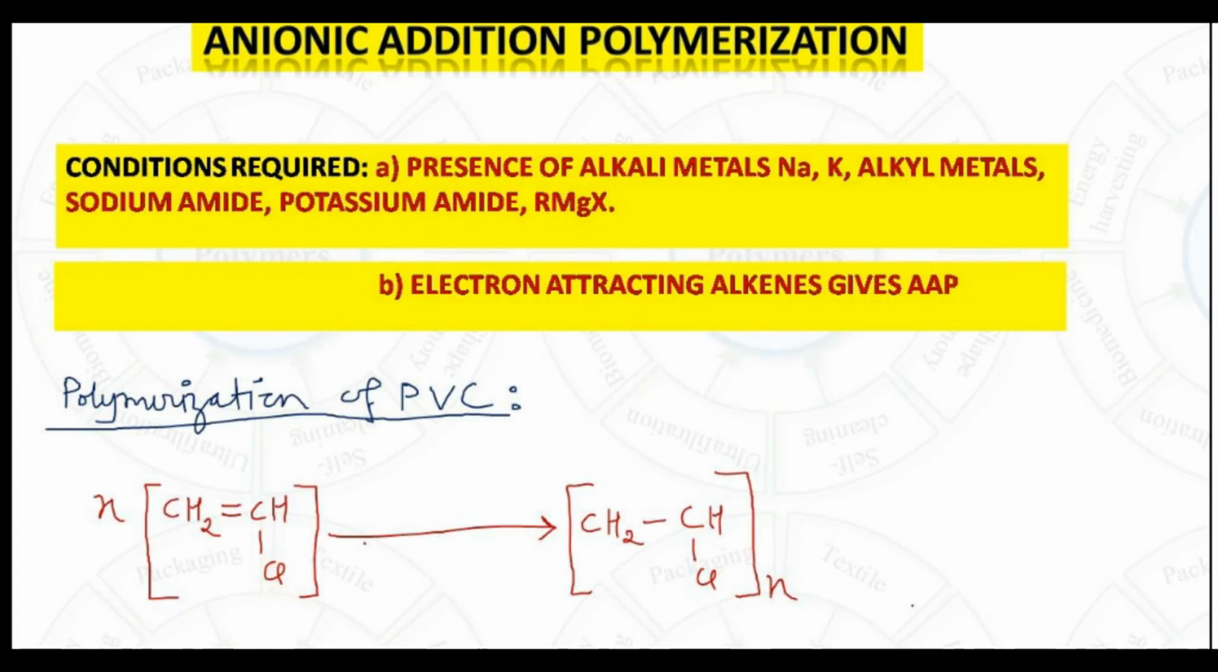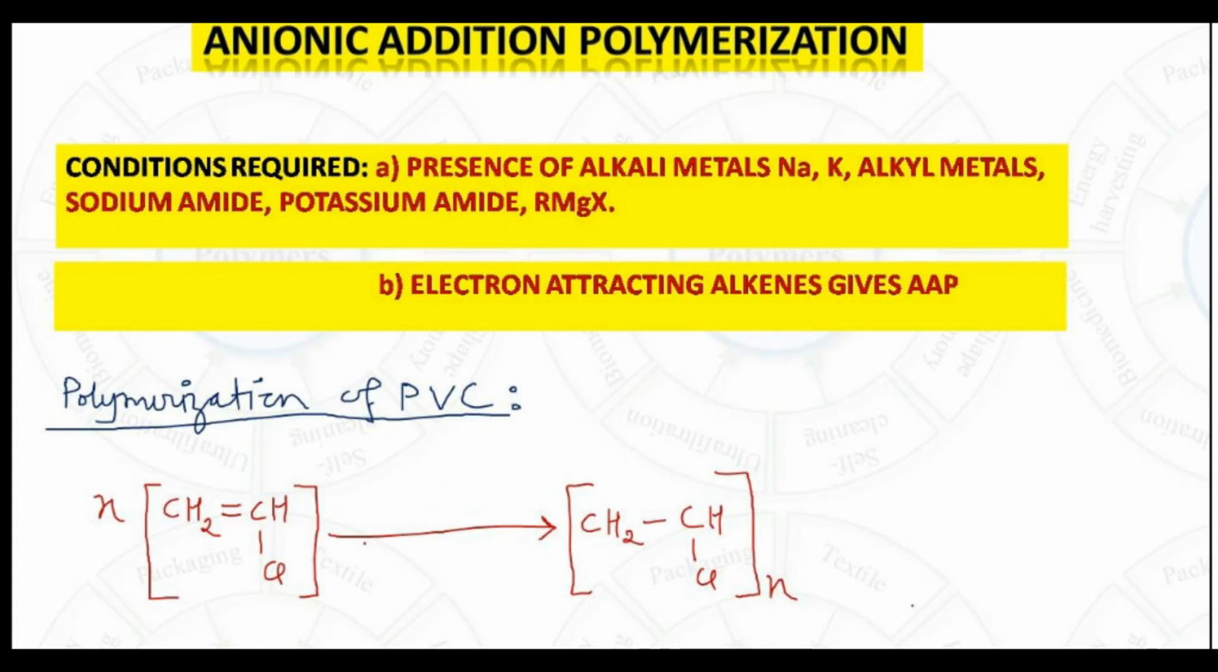So if you want to synthesize polyvinyl chloride, then you can go for the anionic addition polymerization. Again, this is very, very important for your assignment part. So you have taken n such molecules, a very high number, 10 to the power 3 to 7, as I have explained, and when you subject this to polymerization, of course with the conditions which I have written here, you will get your polymer.